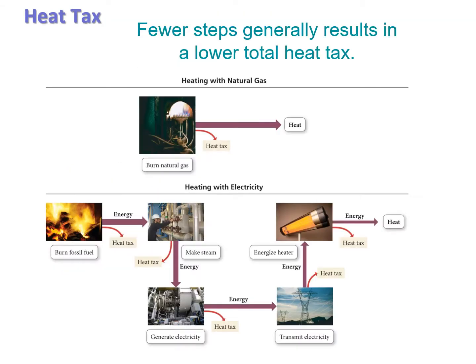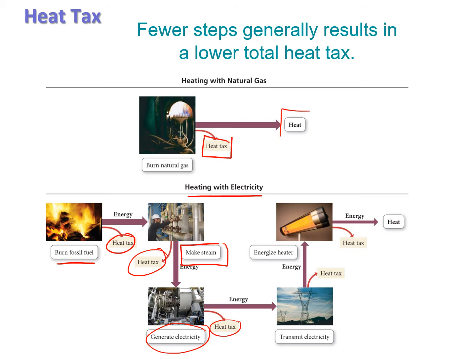There is something called the heat tax. For chemical and physical processes, the more steps you have, the more chances you have at losing heat somewhere. For example, when you're heating something with electricity, you first have to burn the fossil fuel, and you lose some heat there. Then you have to make steam, and you lose some heat there. Then you generate the electricity, and you lose some heat. So the more steps you have, the more chances you have for losing heat, and we term this the heat tax. Whenever you have just one step, you only lose heat at one step, and overall you have a higher efficiency of what you're putting in versus getting out.